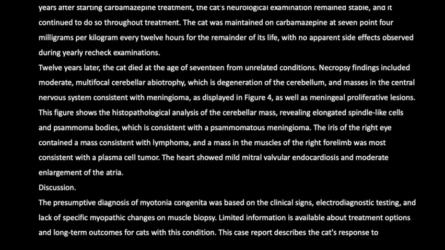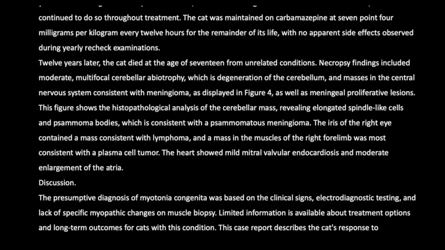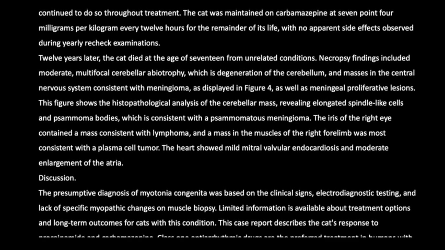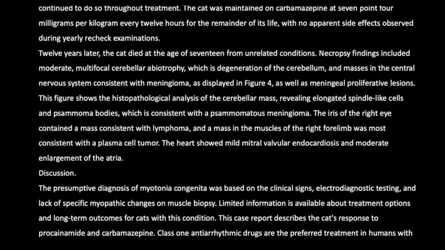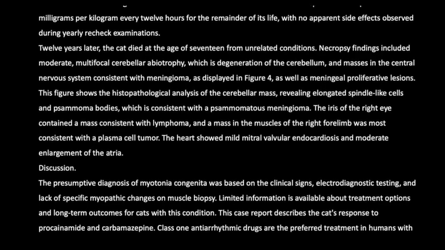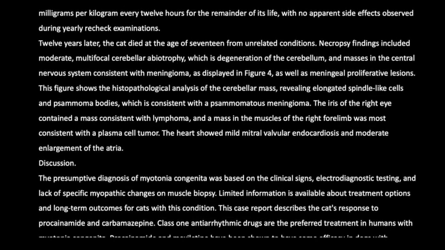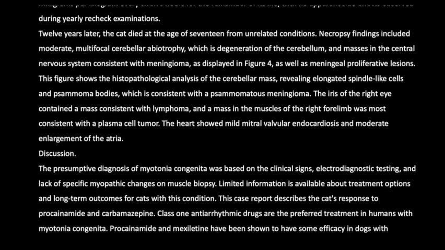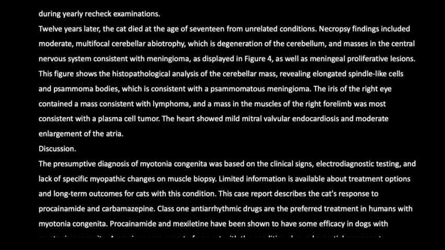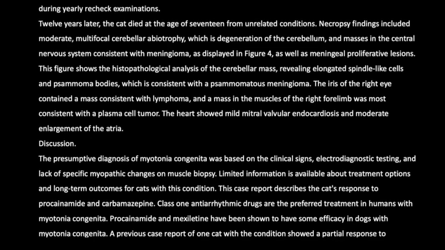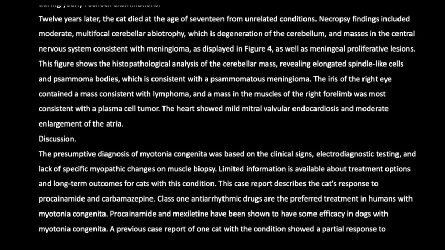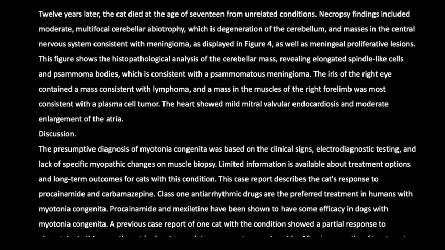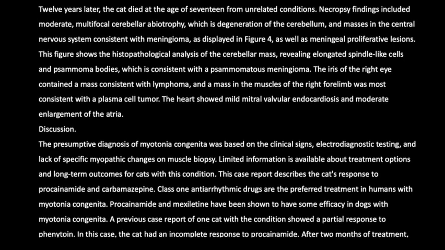This figure shows the histopathological analysis of the cerebellar mass, revealing elongated spindle-like cells and psammoma bodies, which is consistent with psammomatous meningioma. The iris of the right eye contained a mass consistent with lymphoma, and a mass in the muscles of the right forelimb was most consistent with a plasma cell tumor. The heart showed mild mitral valvular endocardiosis and moderate enlargement of the atria.